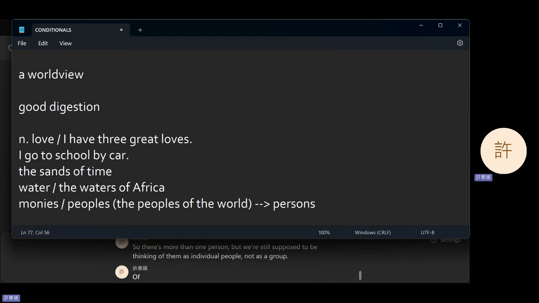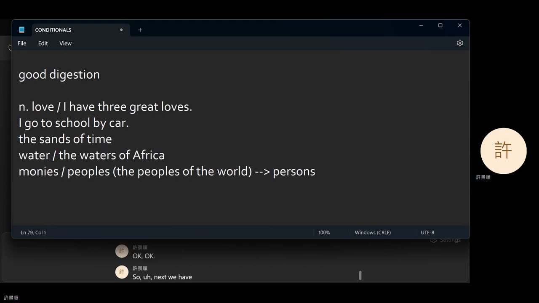So far, so good. Okay. So next we have food and animals. These are often considered substances for some strange reason. So like beef, pork, rice. If it's a food, you can't count it.